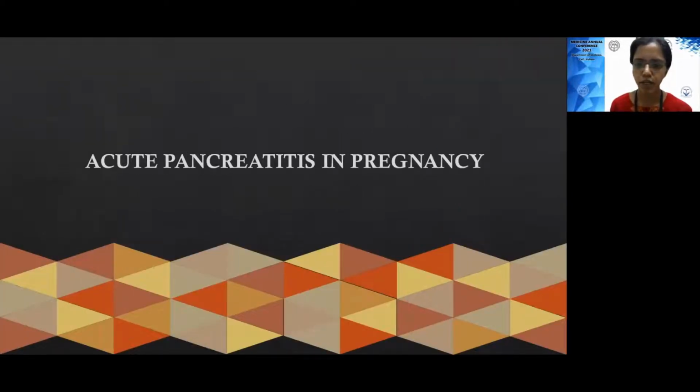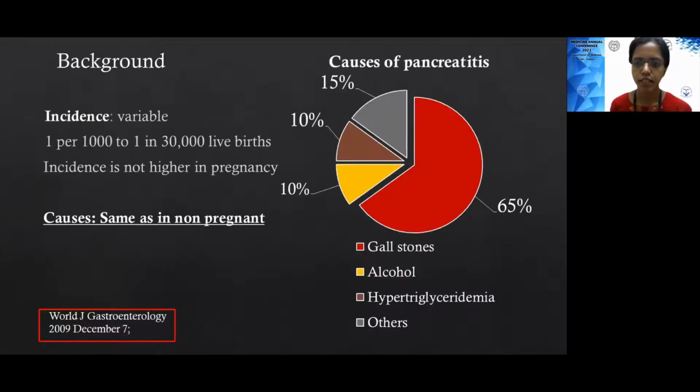Discussion about acute pancreatitis in pregnancy. The incidence of acute pancreatitis is variable. It varies from 1 per 1000 to 1 in 30,000 live births. Incidence is not higher in pregnant people. It is the same as in non-pregnant individuals, and the causes are also similar. The most common cause in 65% of people is gallstones, 10% alcohol, 10% hypertriglyceridemia, and 15% other causes.